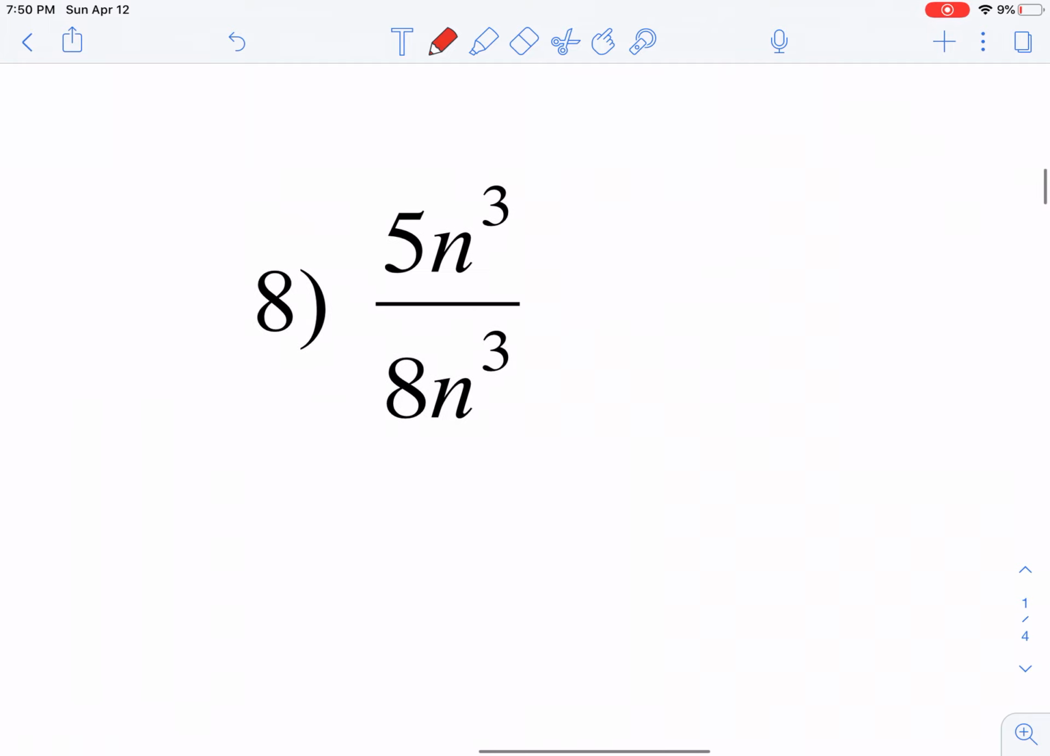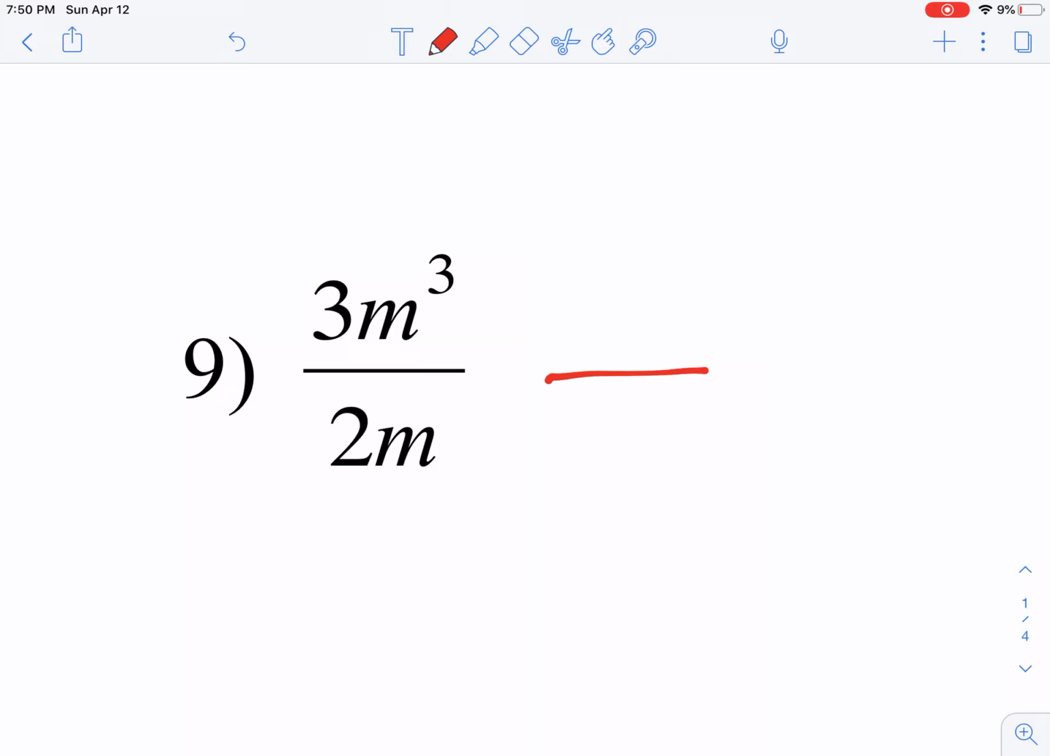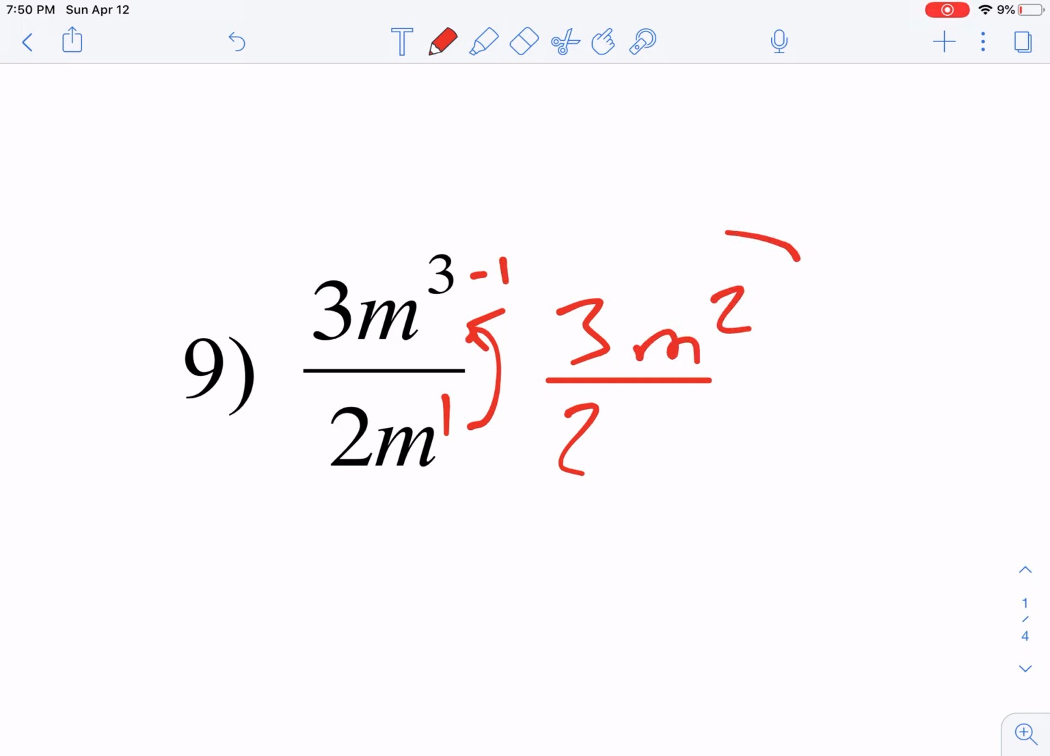Number 8. Again, 5 over 8 does not reduce. And this time, n to the third are going to cancel each other out. And so you're just simply left with 5/8. Number 9, 3m cubed over 2m. 3 and 2 do not reduce, so just leave them as 3 and 2. This is a 1. We move it to the top. 3 minus 1 makes this m to the second, and your final answer is 3m to the second over 2.